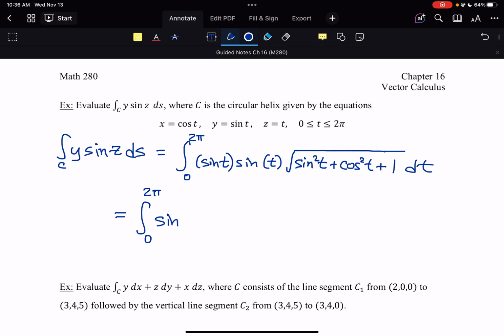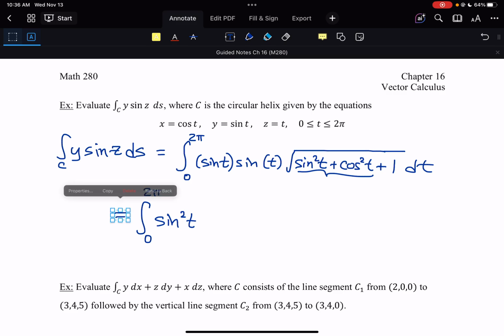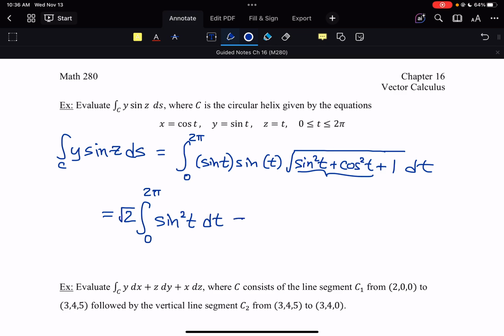So these two give us a sine squared of t. Sine squared plus cosine squared is 1. 1 plus 1 is 2. So I'll just put this out in front here. That'll be a radical 2, times the integral of sine squared of t dt. We need to use trig identities to solve that, but I'll just cut to the chase here. The integral itself gives us pi, so we end up with pi times radical 2. That would be the value of the line integral.